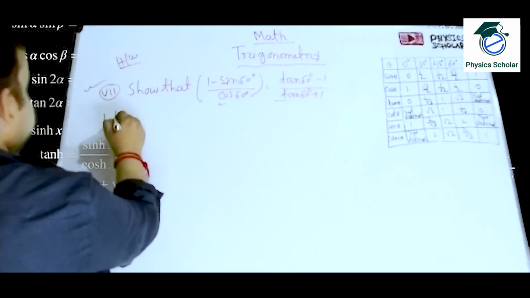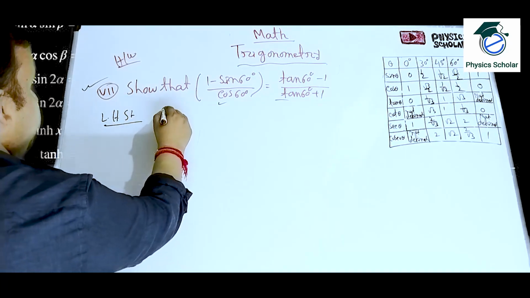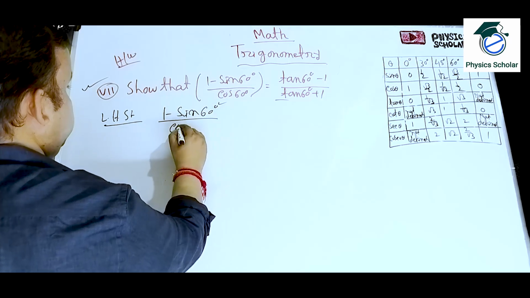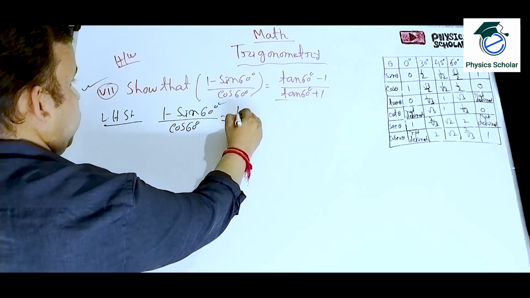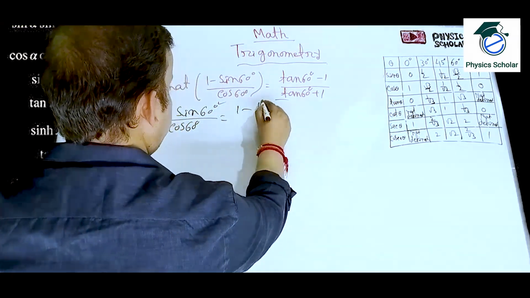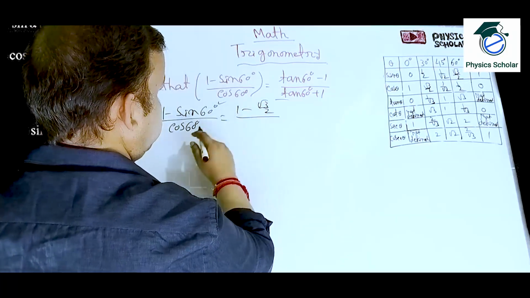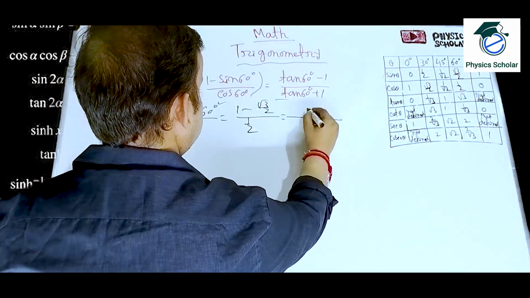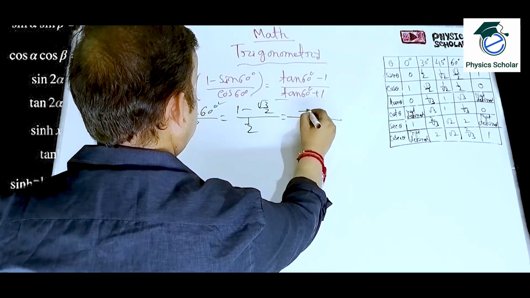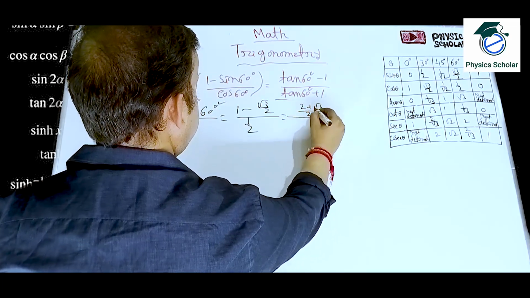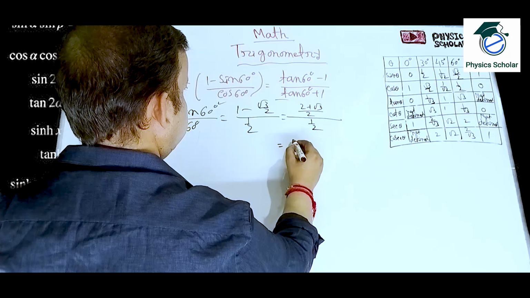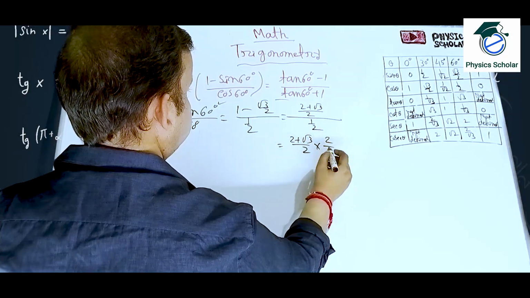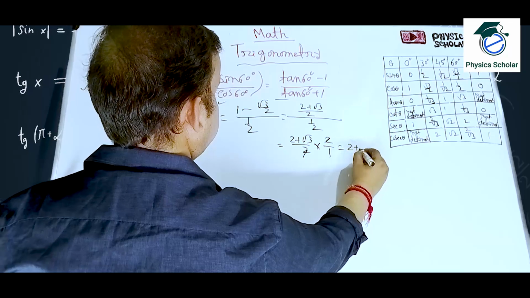So left hand side. What is that? 1 minus sin 60 degree, divided by cos 60 degree. So 1 minus, what is the value of sin 60? Root 3 by 2. And what is the value of cos 60? The value of cos 60 will be half. So 2 will be the LCM, so 2 minus root 3 by 2, divided by half. Clear? So 2 minus root 3 by 2 into 2 by 1. Clear? So it will be 2 minus root 3.